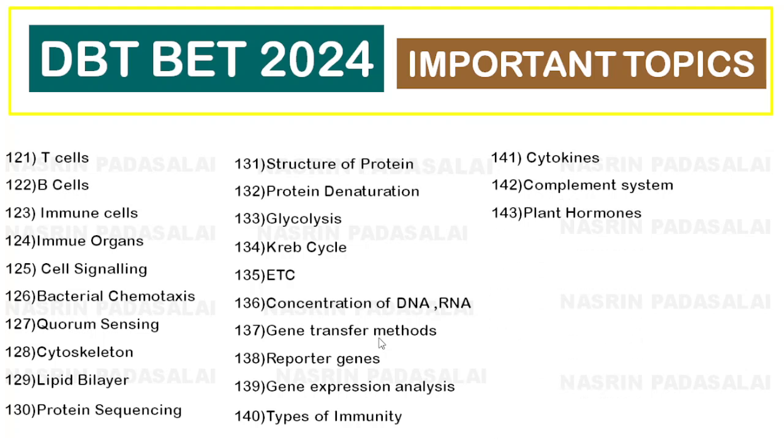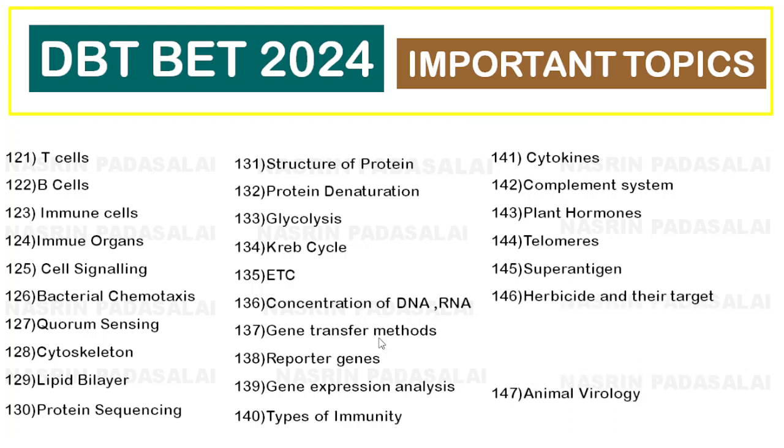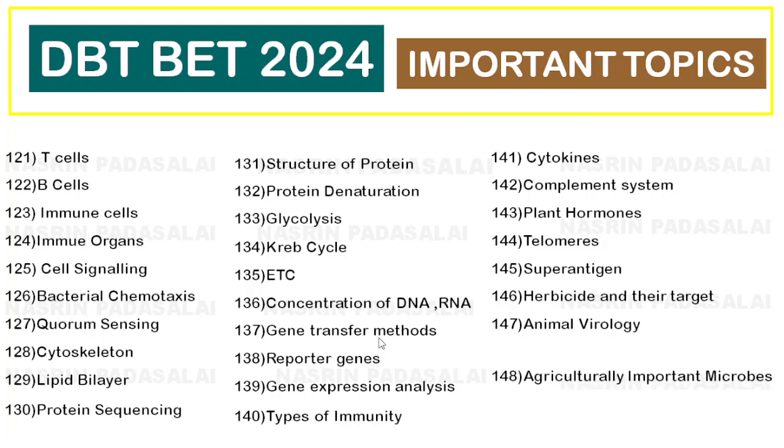Next is plant hormones and telomere and telomerase enzyme. These 2 things are very, very important. You need to know about the human telomere, the sequence of the human telomere. Okay. Next is superantigen, herbicides and their targets, and animal virology, like a list of DNA viruses and RNA viruses causing disease in poultry and livestock.